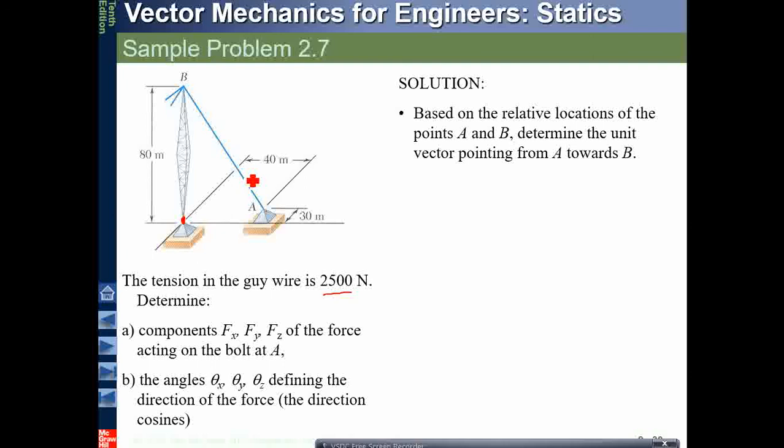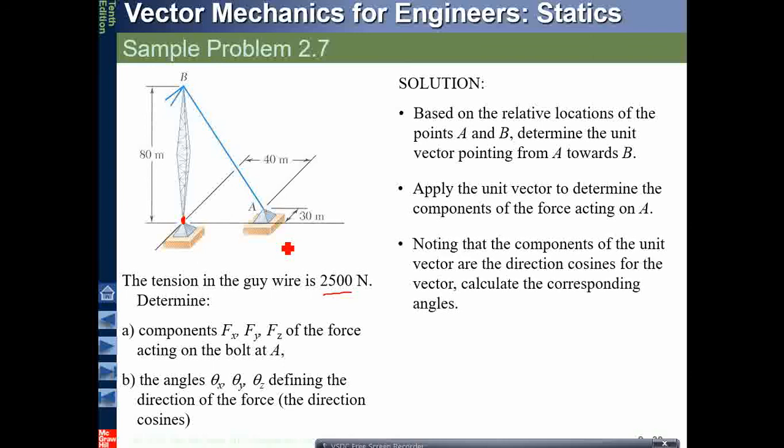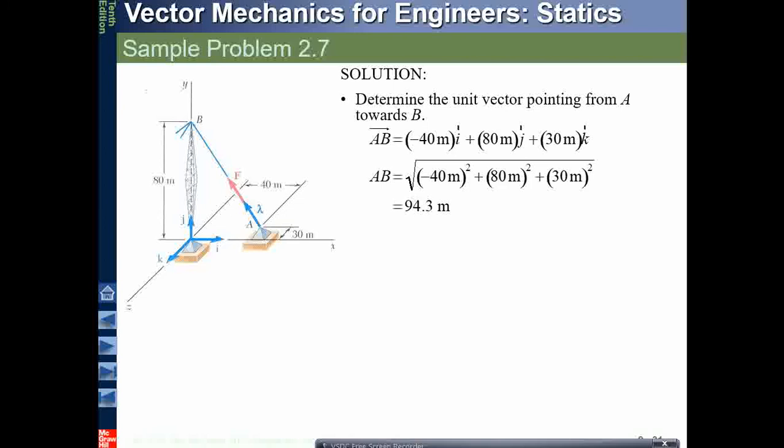To obtain this force vector, we need to know the unit vector of this, pointing from A to B. Use the unit vector to determine the components of the force acting on A. That we will do. Also, noting that the components of the unit vector are the direction cosines, calculate the corresponding angles. So how will we do this? Now this is something very important. How to obtain the unit vector?